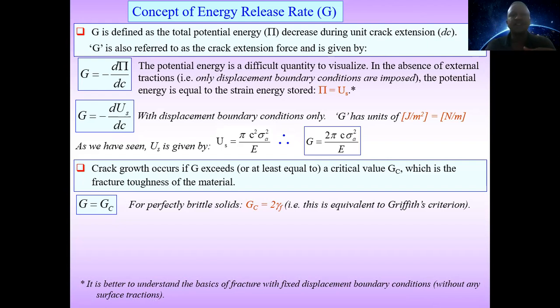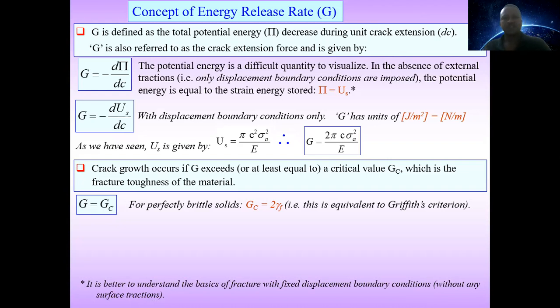In the absence of external traction, that means we are applying a displacement controlled loading condition or boundary condition. So if there is no load or traction, it is difficult to visualize. The potential energy is equal to the strain energy stored instead. So in our case, Π is equal to US. So we can substitute US instead of Π. So G is equal to minus dUS over dC. With the displacement boundary condition, G has unit of joule per meter square or Newton per meter.